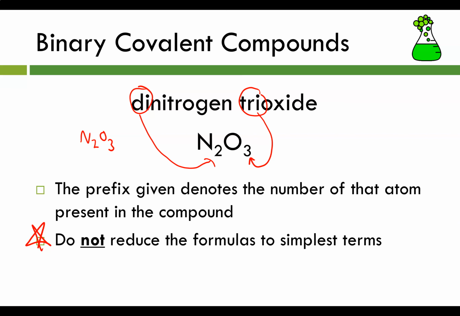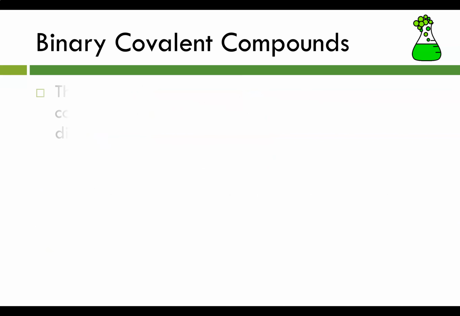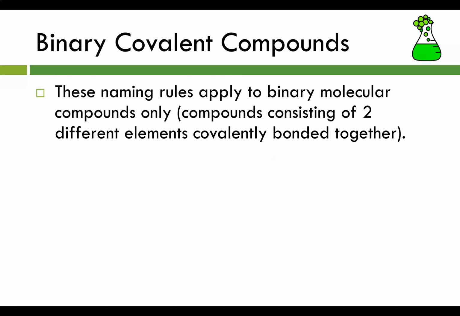Just a little bit more before we get into some practice problems. Please keep in mind that these naming rules apply only to binary molecular compounds. And again, just compounds consisting of 2 different elements bonded together. From like bio class, you might remember C6H12O6. We can't name that using our covalent binary naming rules. It's got more than 2 elements bonded together covalently. It gets named according to a different set of rules. That's of course glucose.